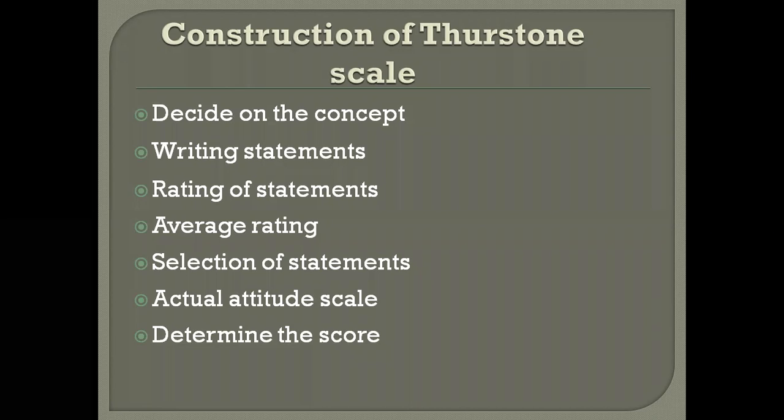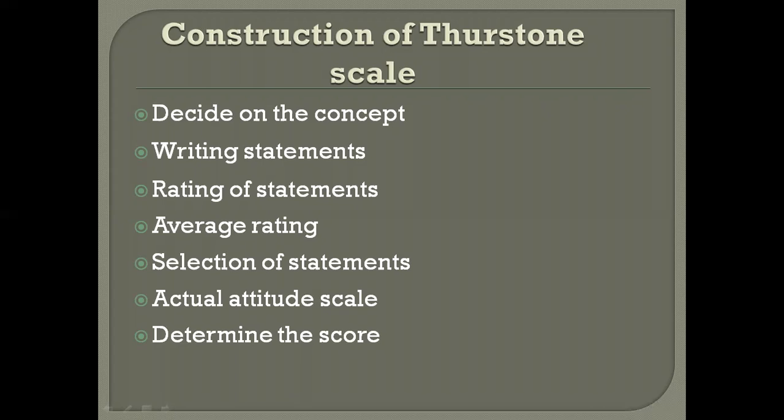Next, average rating. We will take out the average rating, say good attitude, moderate attitude, and bad attitude. To take out that, we need an average rating, so we will take out the average rating and we will group accordingly. Next, selection of statements. We will write all the statements, and from there, whatever feasible statements are related to that topic, we will select those statements, and finally we will form the actual scale. Next, we will determine the score. Maybe, for example, the highest score may be 30, maybe 50. So we will determine the highest score and the lowest score.